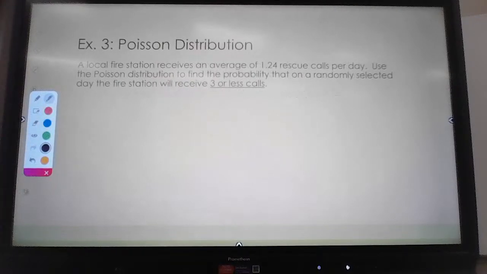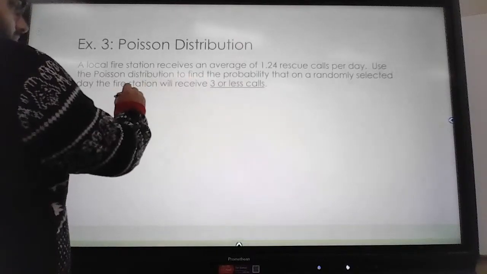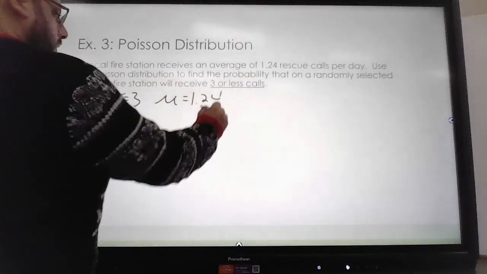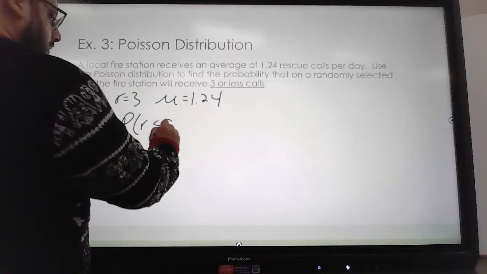Now, a local fire station receives an average of 1.2 rescue calls per day. Use the Poisson distribution to find the probability that on a randomly selected day, the fire station will receive 3 or less calls. So here, my R is going to be 3. My average is going to be 1.24. But this time, I'm doing P of R being less than or equal to 3.